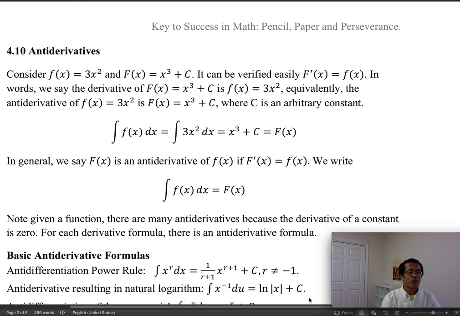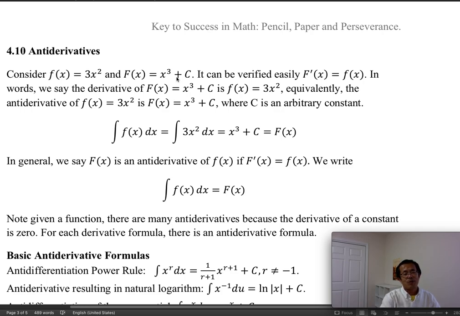What is an antiderivative? To clarify the concept, I have a relatively simple example. We consider a function, actually two functions. One function is denoted by the lowercase f, which is 3x squared. The uppercase F is x cubed. And also I put a constant there, okay? The constant could be any number. And you will see why I want to put this constant here.